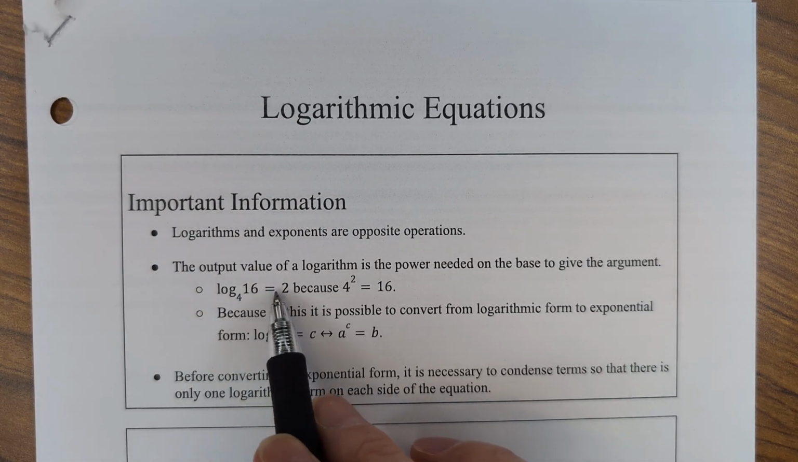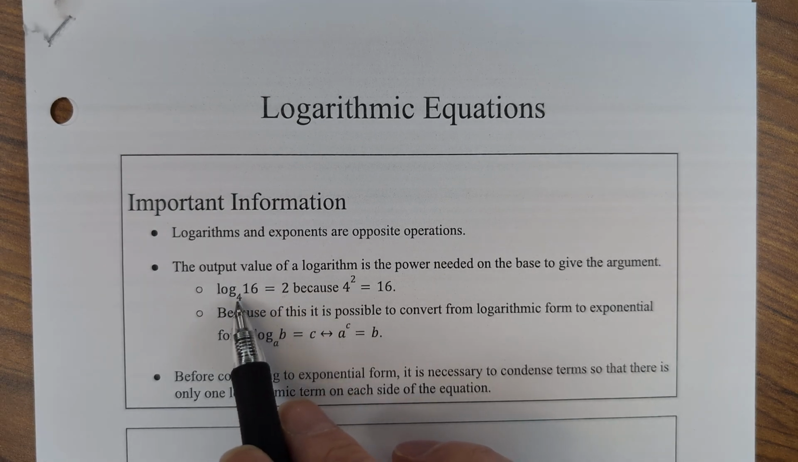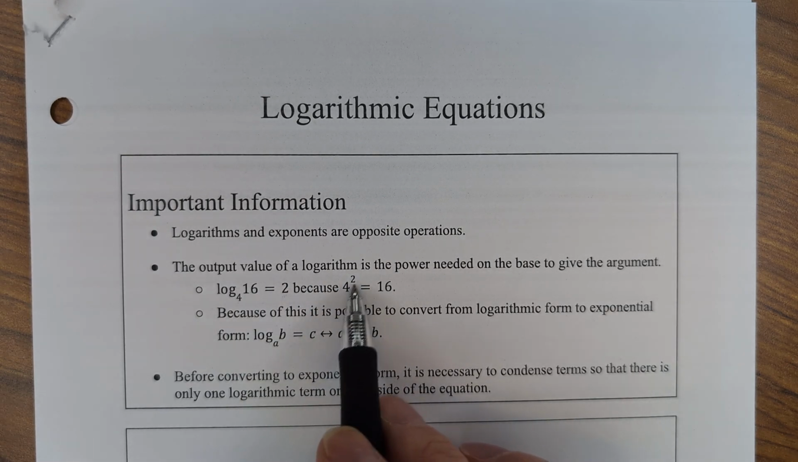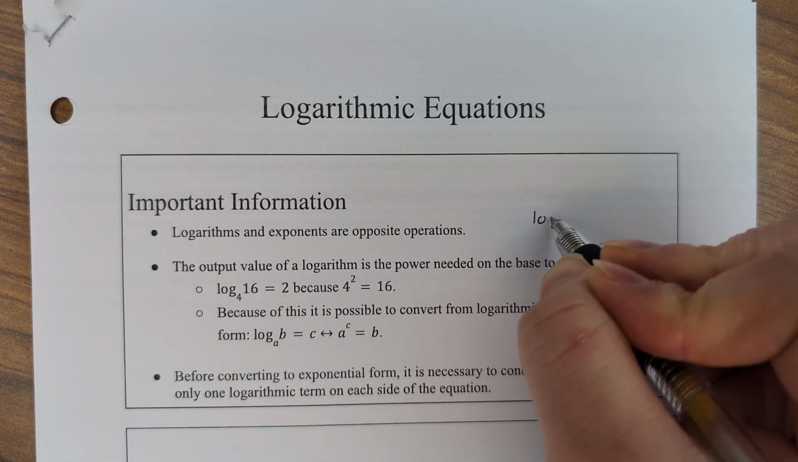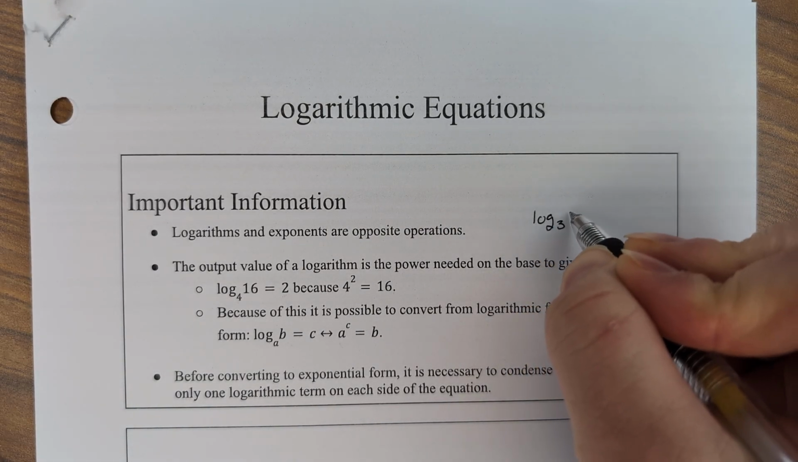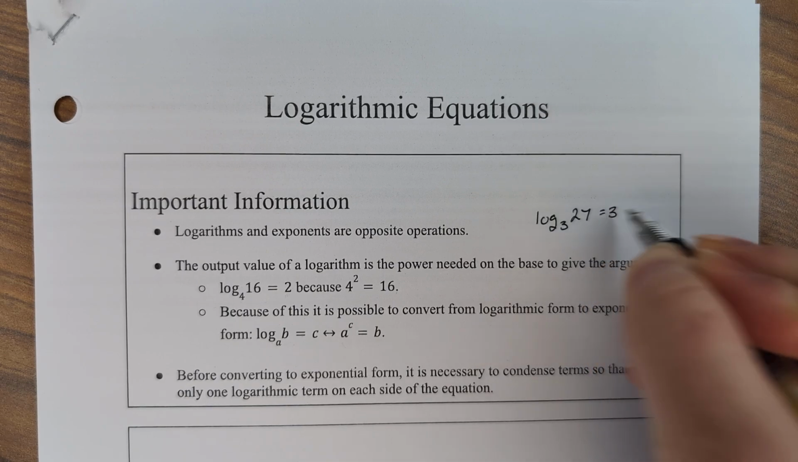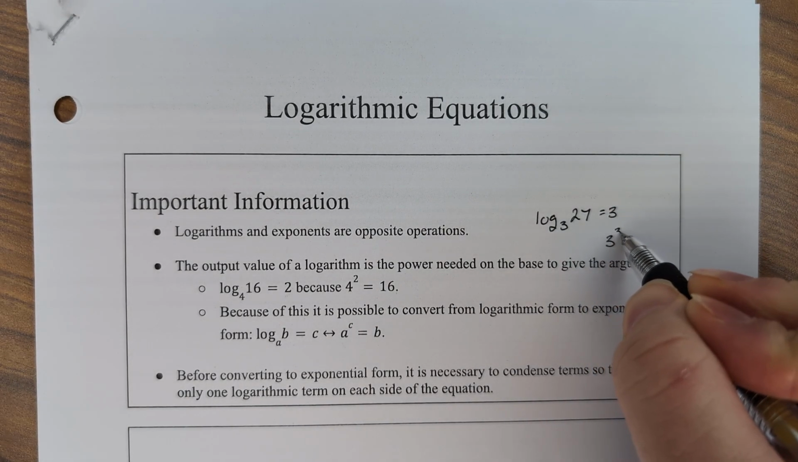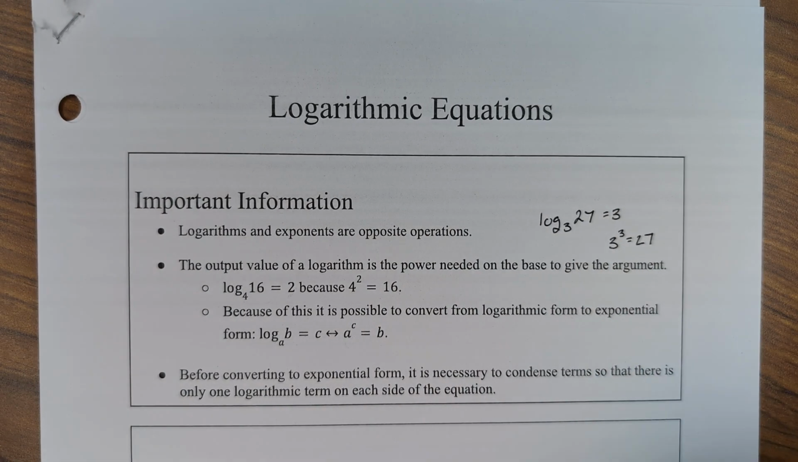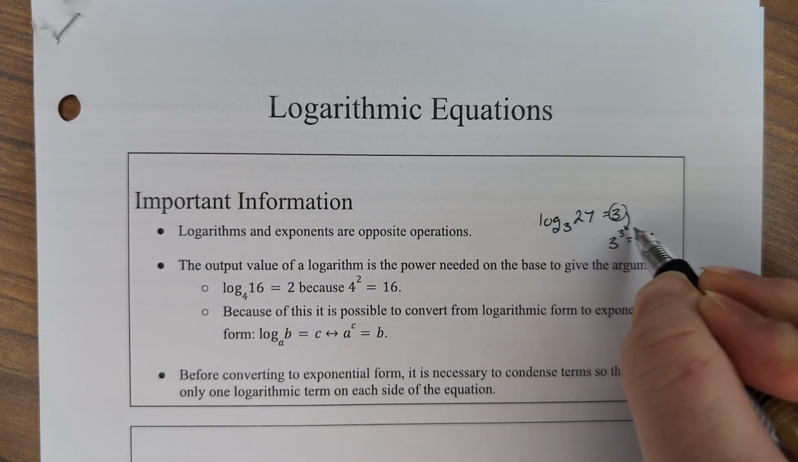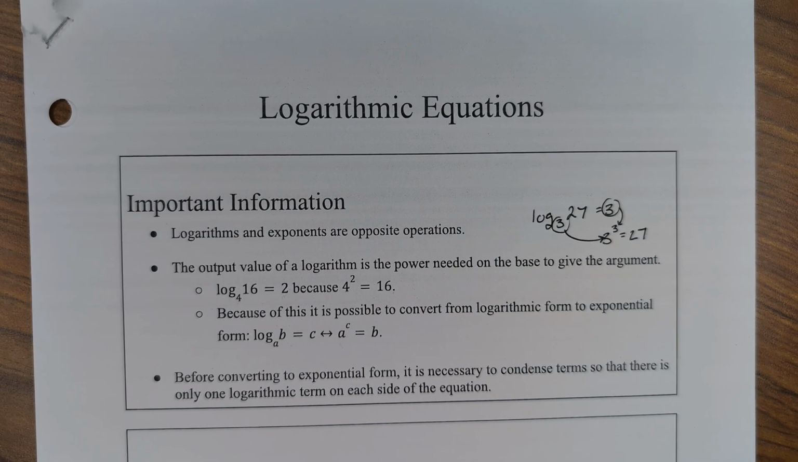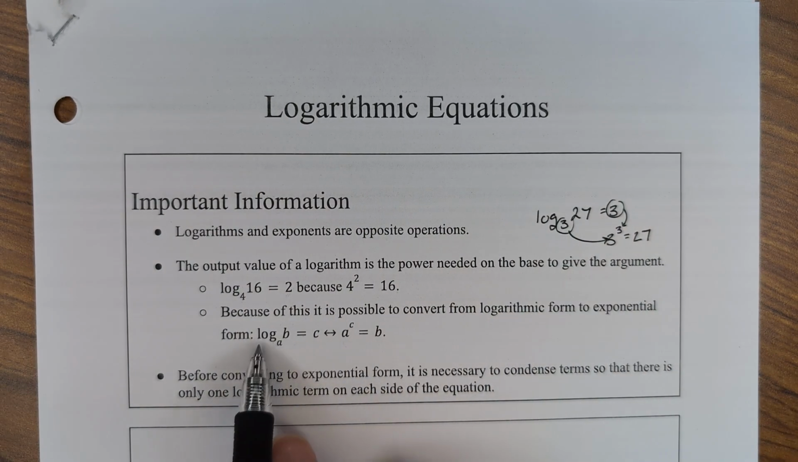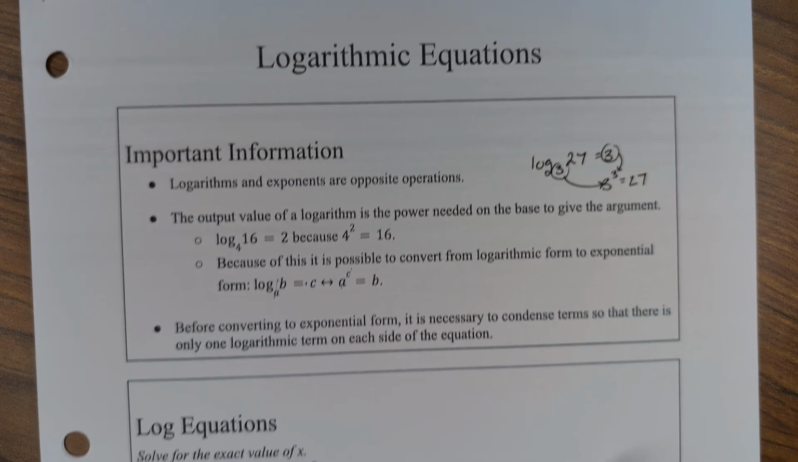So log base 4 of 16 is 2, because the power I need to put on a 4 to get 16 is 2. So 4 squared is 16. Similarly, log base 3 of 27 would be 3, because 3 cubed is 27. What power goes on the base to get the number? We're going to use this property to rearrange. Log base a of b equals c can be rewritten as a to the c equals b.